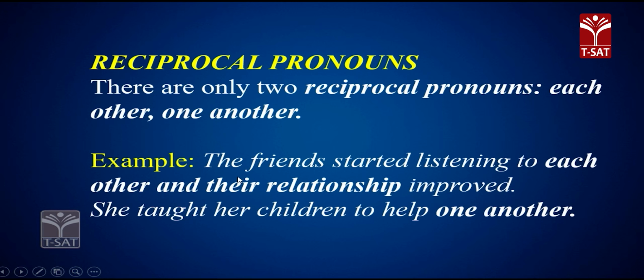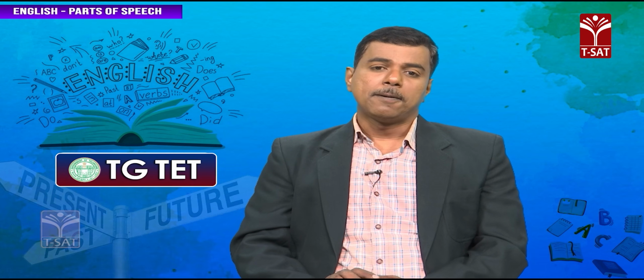The next comes reciprocal pronouns. There are only two reciprocal pronouns: each other, one another. Now we can see them in the examples given below. The friends started listening to each other and their relationship improved. Second example: she taught her children to help one another. So here one another and each other, these two are considered to be reciprocal pronouns.